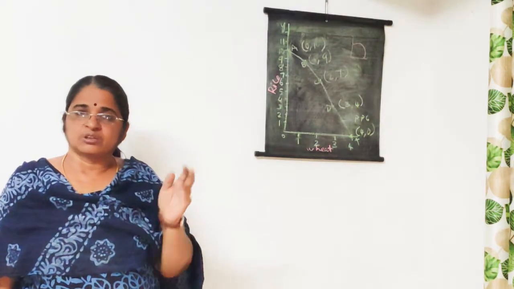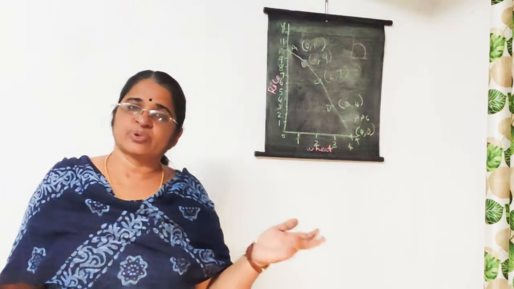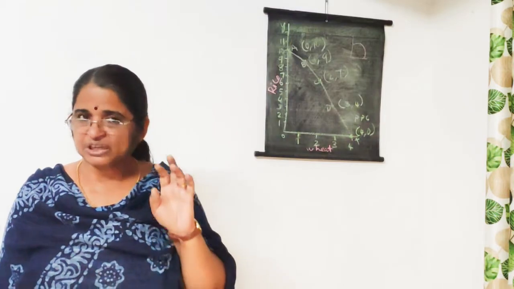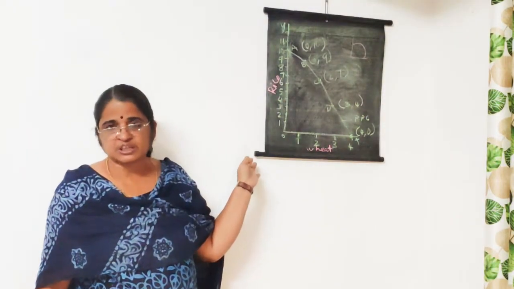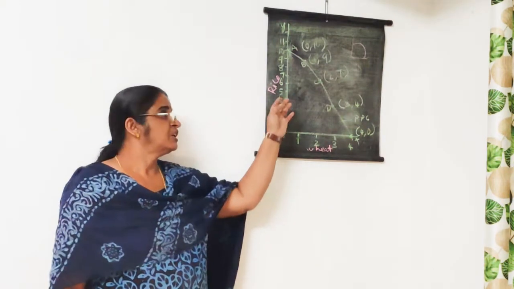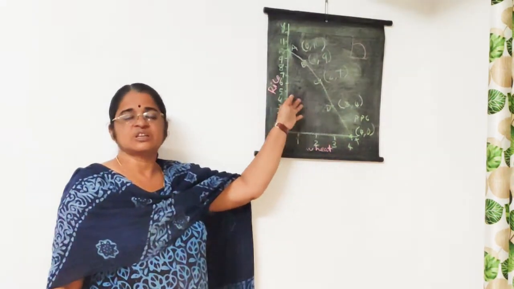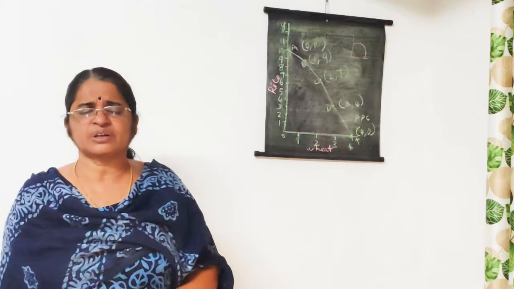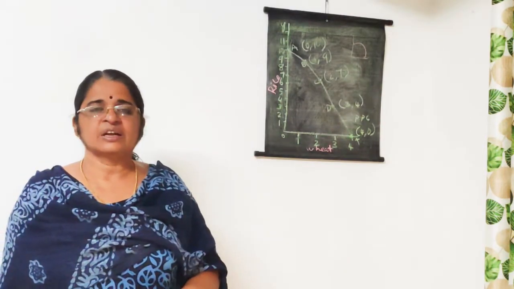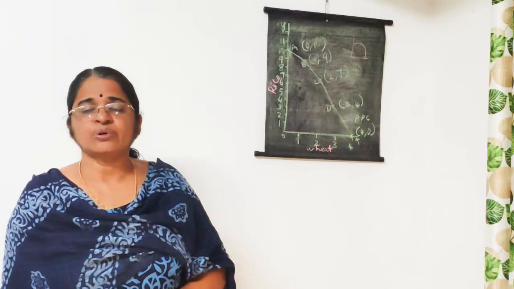Write the different features of the production possibility curve. There are mainly two features. First one, the production possibility curve or PPC curve is a downward sloping curve. It slopes from left to right. And second one, it is concave to origin.